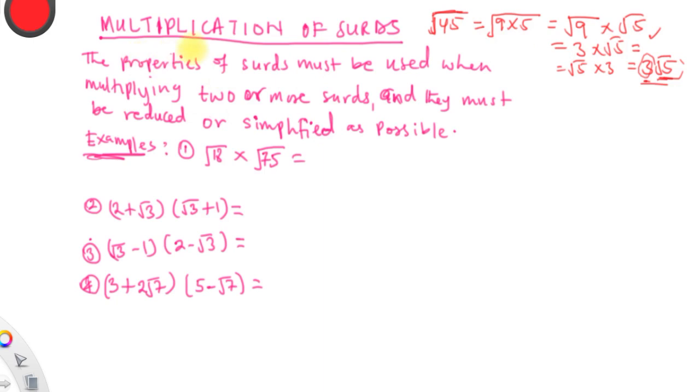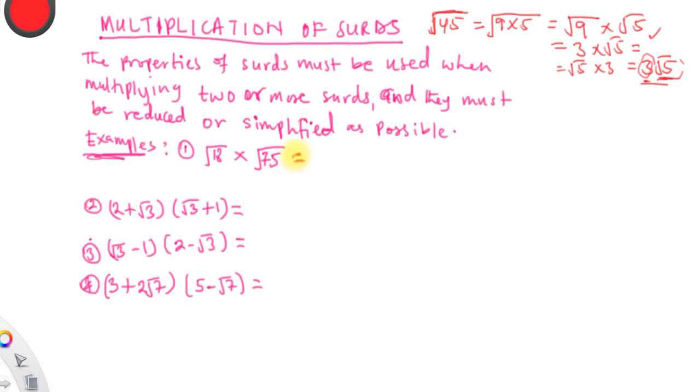So let us look at multiplication of sets. We are saying that the properties of sets must be used when multiplying two or more sets, and they must be simplified or reduced as much as possible if they are not. So let us look at some examples or exercises. The first is square root of 18 times square root of 75. This one we are going to modify.